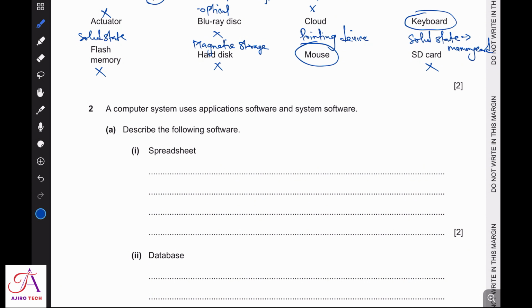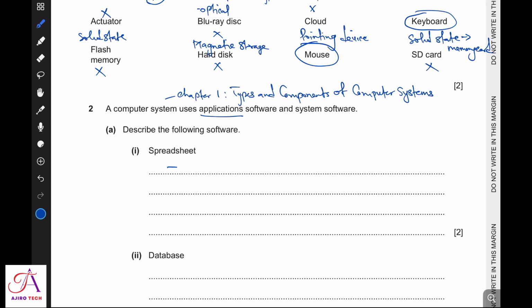A computer system uses application software and system software. So now you see this also in chapter 1, types and components of computer systems. Describe the following software. Now this falls under application. Now let's talk about spreadsheet. Let's say describe. So that's the two marker. The marks would always tell you the point.